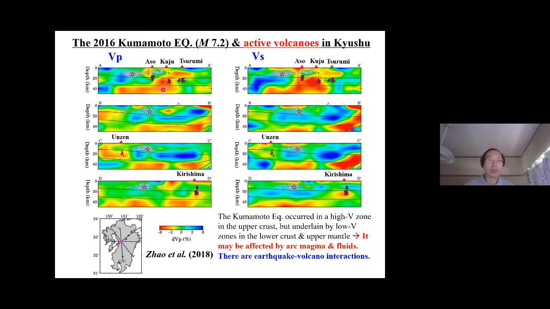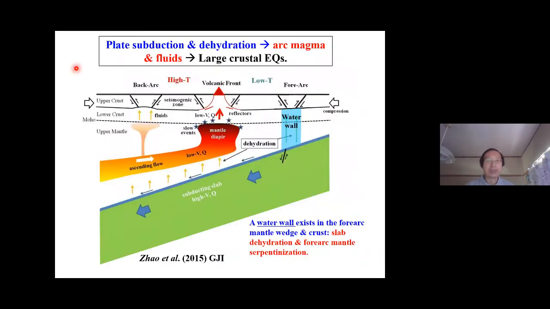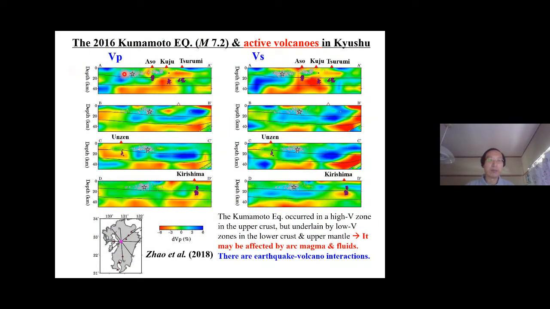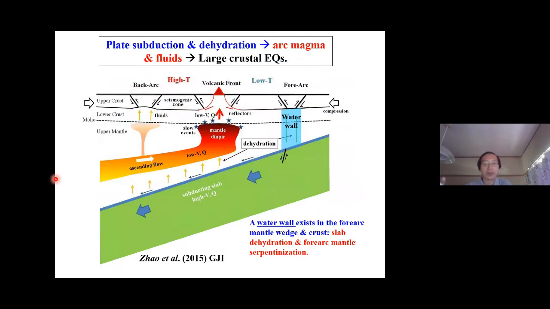The Kumamoto earthquake occurred in a high-velocity anomaly in the upper crust shown here. However, in the lower crust and uppermost mantle, we can see the low-velocity anomaly, which may reflect the fluids or magma associated with the active arc volcanoes. So there's certainly an interaction between the earthquake and the volcanoes, which are related by fluids, crustal fluids and magma in this region. This figure shows a cartoon showing the general structure and dynamics beneath the subduction zone, such as Japan. We think the slab dehydration is a very important process in the subduction zones.